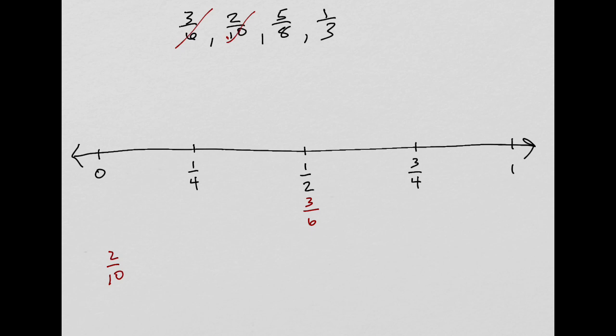If I don't know whether 2/10 is greater or less than 1/2, I can come down here and do a quick comparison. 2/10, 1/2. I can cross multiply, which is what we've been doing. 10 times 1 is 10. 2 times 2 is 4. 10 is greater than 4, so 1/2 is greater than 2/10.